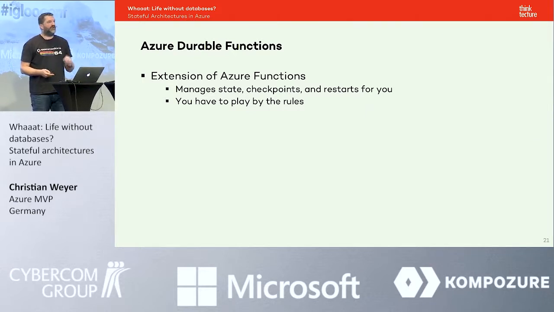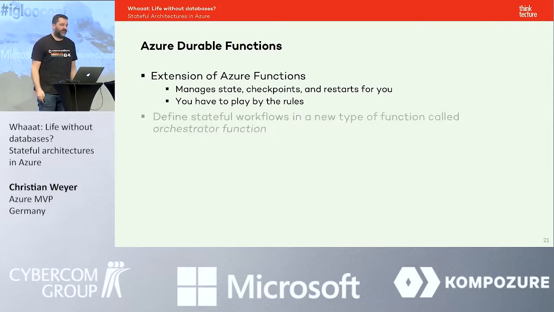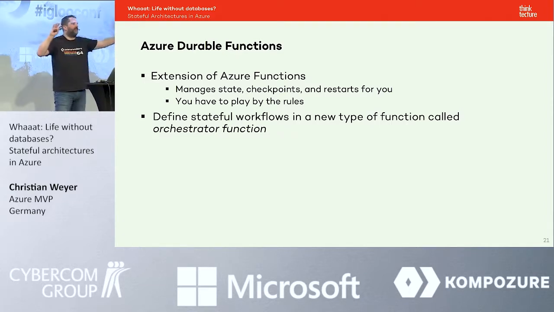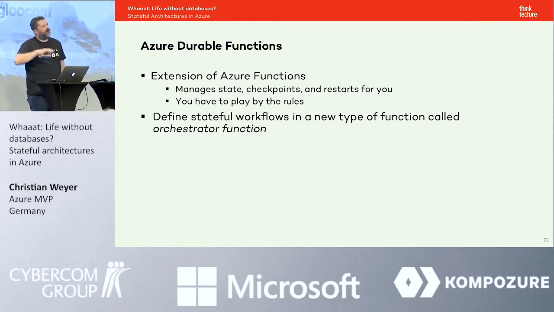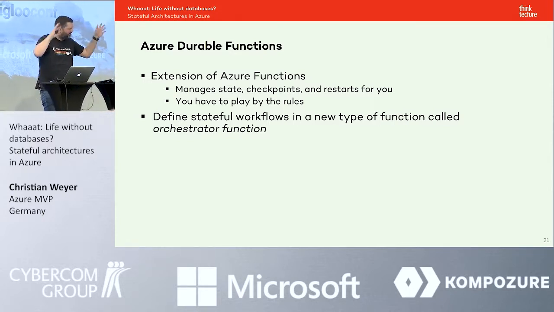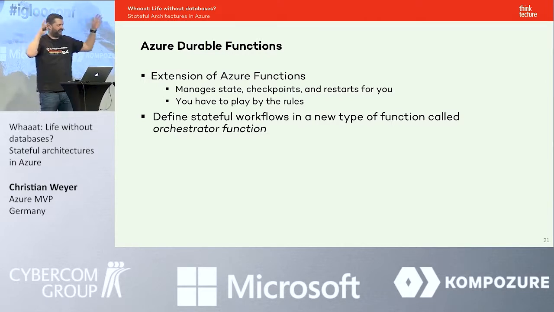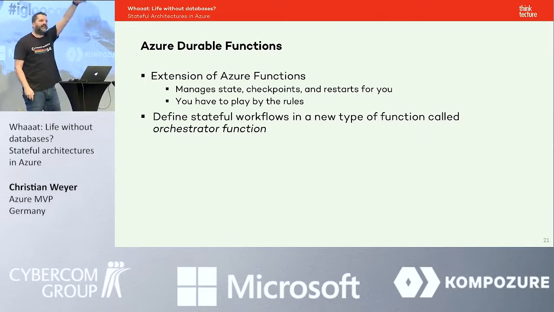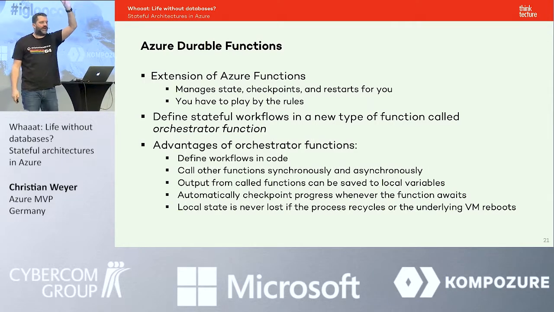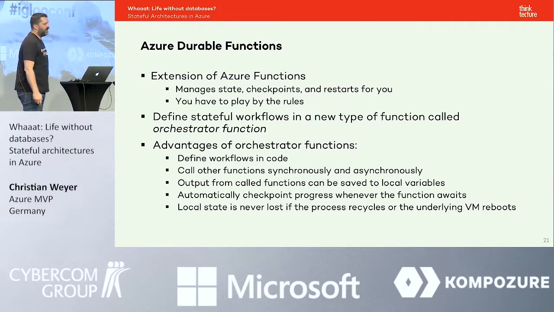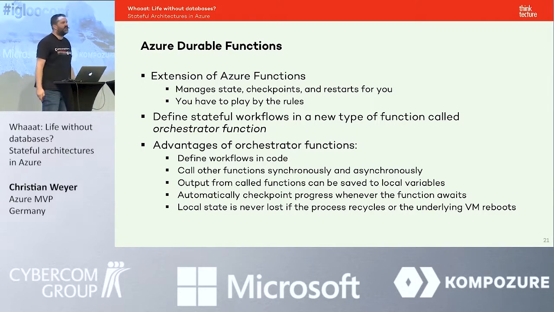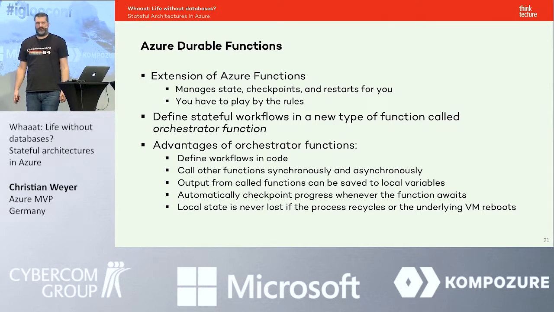As with any abstraction, especially with any abstraction that has to deal with long-runningness, you have to play by the rules. There are two types of functions. One is called the orchestrator function, and the other one are activity functions. Rings a bell? Activities? Windows Workflow Foundation? No. So the orchestrator is the entry point. The orchestrator allows you to define your workflow, just in code. It allows you to call other functions, either synchronously or async.